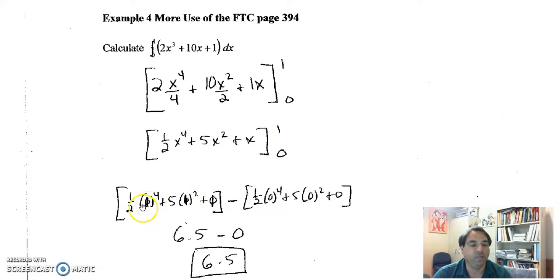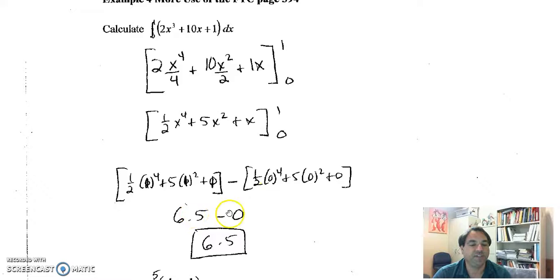That would be 1 to the 4th, which is 1 times a half, plus 1 squared is 1 times 5 is 5, plus 1. That'd be 1 plus 5 is 6, plus a half is 6.5, minus, plug in 0 for the x's, 0 to the 4th is 0 times a half is 0, 0 squared is 0 times 5 is 0, 0 plus 0 plus 0 is 0, 6.5 minus 0 is 6.5.